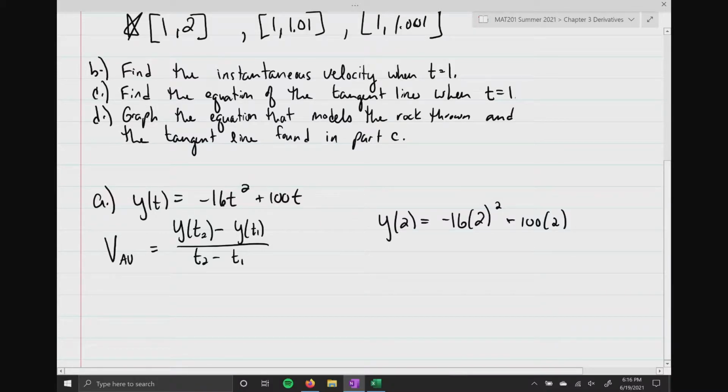So we get y of 2 equals 136. And then the second part is going to be y of 1. All right, and that's going to be negative 16 times 1 to the second power plus 100, or just negative 16 plus 100, which is 84.